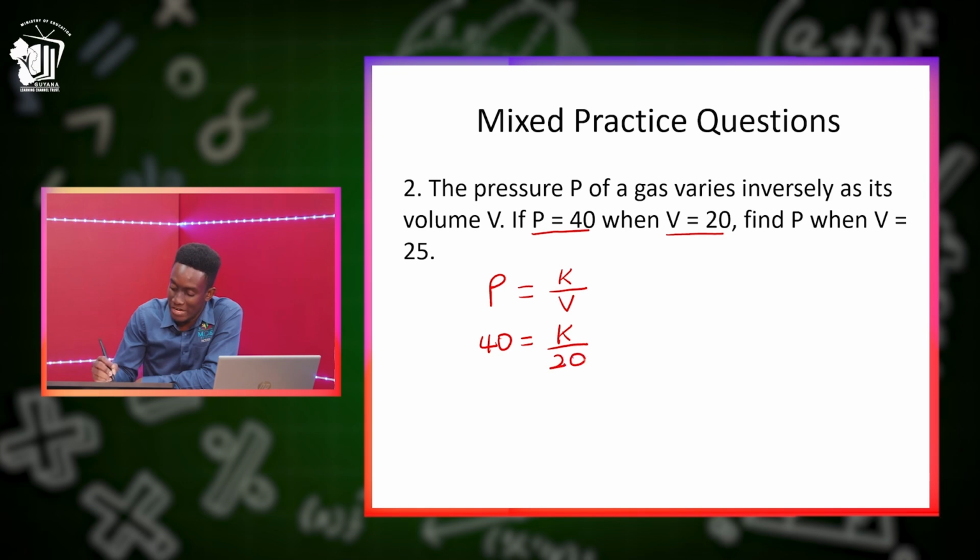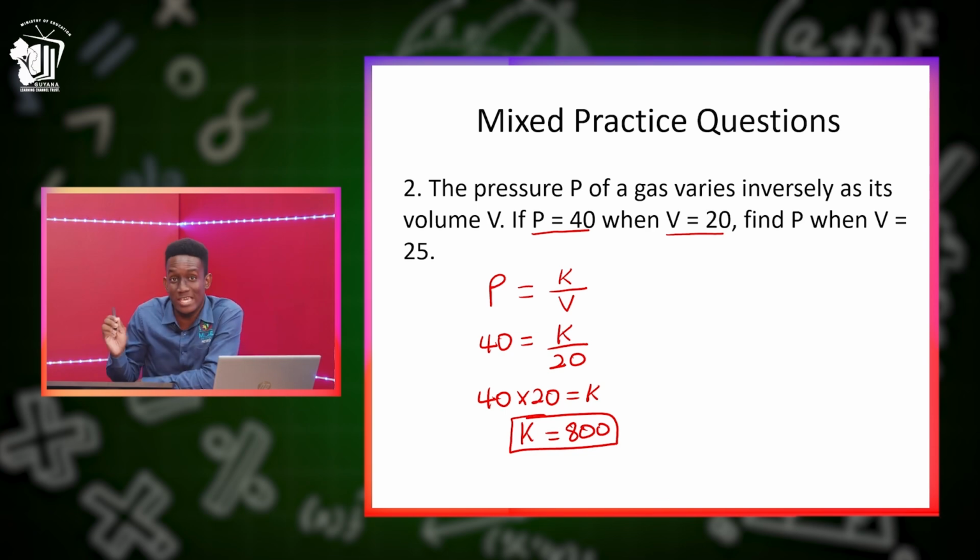So the 20 is divided. When we take it over multiplies, we'll have 40 multiplied by 20 is equal to K. Hence, K will be equal to, so 40 times 20 will give me 800. So K is equal to 800. So now that we know the value for K, we can use that value for K and find for P when V is equal to 25.